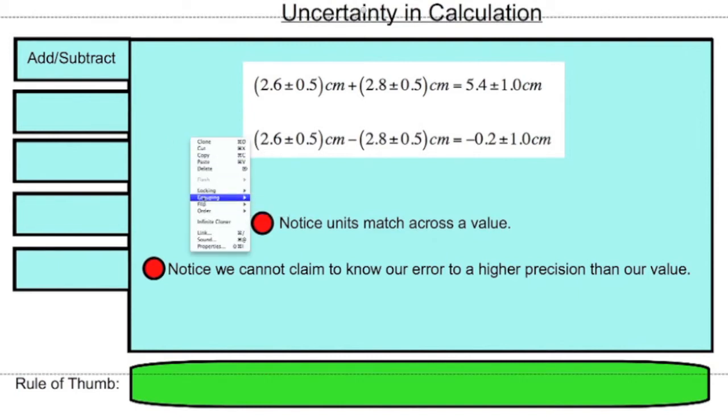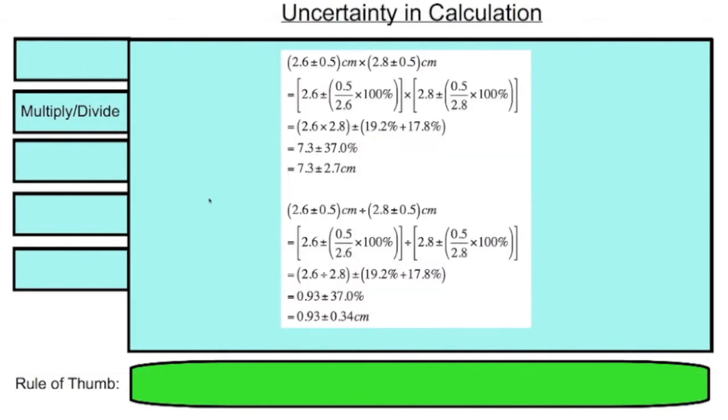For multiplication and division, we'll see it's a little bit more complicated, because instead of just doing the absolutes, we have to do it relative to the value itself. So it's only one more step, and it's a rather simple mathematical step as well. There are no difficult calculations dealing with error. It's just changing it to a percentage.